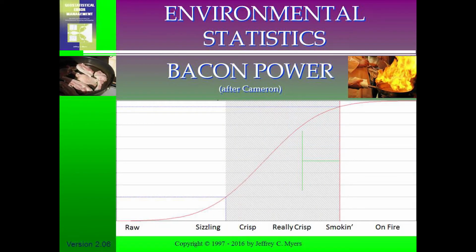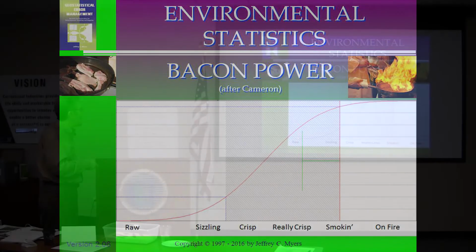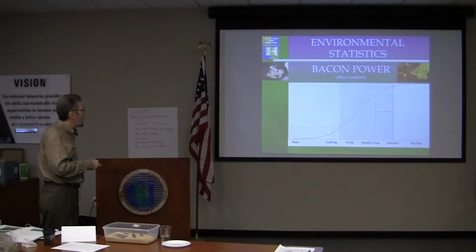Okay, I'm just going to skip this. It's basically saying the same thing. When the sample values are low, there's very little chance that there's a problem. As the mean approaches the action level, you get more and more evidence compiled that you are above, and finally you're on fire. This comes from Kirk Cameron.